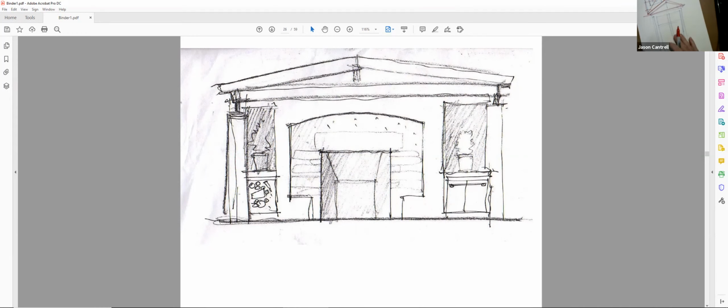But what I would do is, let's just take a nice image or a drawing of, let's just say, a classical pediment. And the reason I'm using markers is because this is the clearest thing you can see. Normally I would be drawing with an HB or 2B lead.